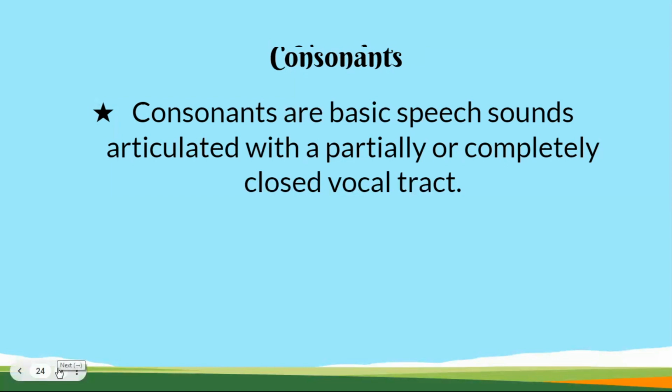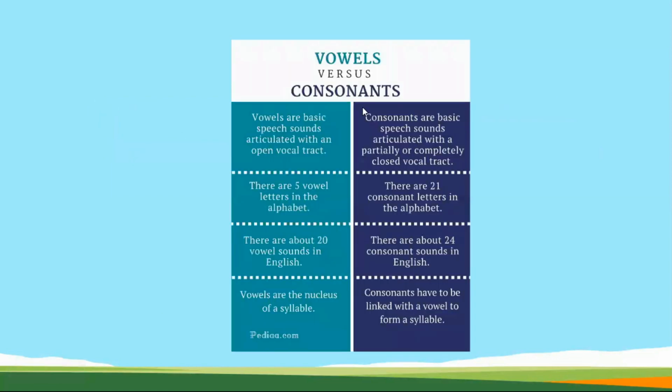Now let me show the difference between consonants and vowels. Vowels are basic speech sounds articulated with an open vocal tract. That's what we learned now. Consonants are basic speech sounds articulated with a partially or completely closed vocal tract. As we all know, there are 5 vowels and 21 consonants.